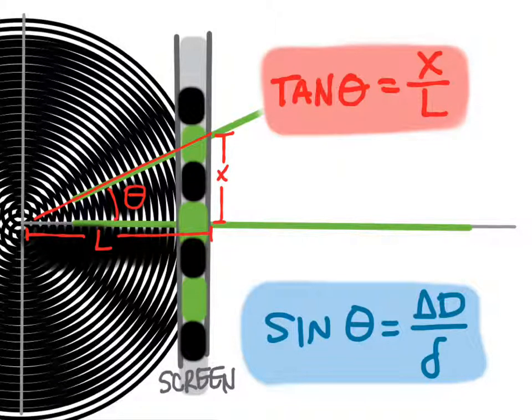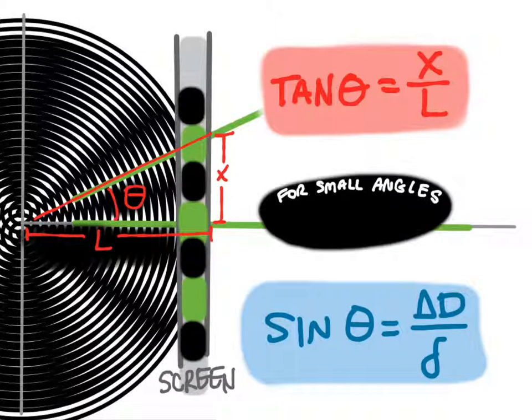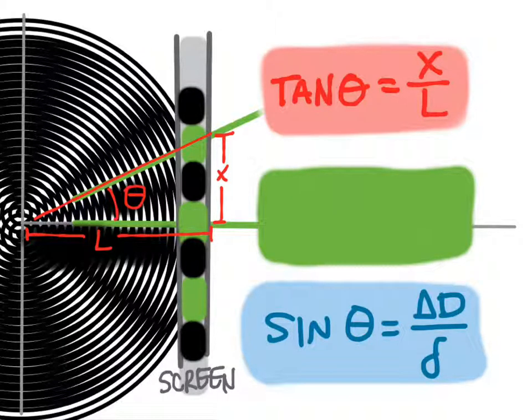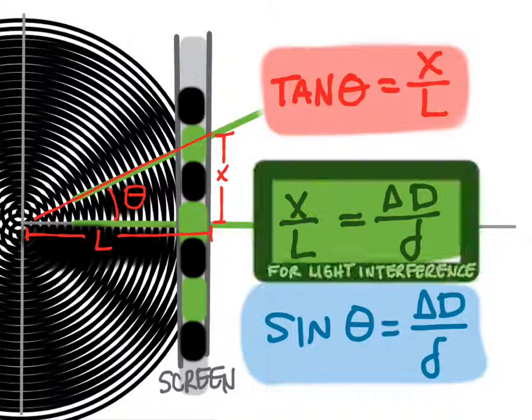Now, here's where things get interesting with the derivation of the equation for light interference. It turns out there's a trig relation that only works for very small angles, but when angles are very small, the tangent of any angle is equal to the sine of that angle. You can probably anticipate that we can use this relationship now to combine these two equations into one relationship for light interference. We said the tangent is equal to x over L, the sine is equal to delta D over D, and so that is our relationship here for the interference in light.